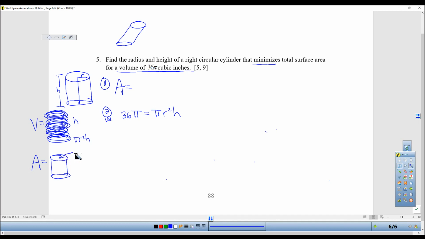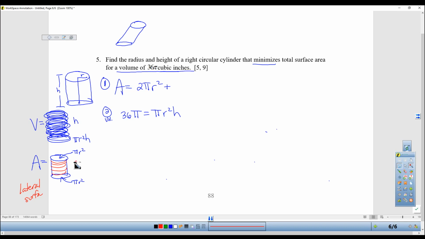You have a top, which is pi r squared, a bottom, which is pi r squared. So you have two pi r squareds. But then you have what we call the lateral surface area, which means this side all the way around. So it's a ring though. It's not a volume. It's not filling it up like a bunch of disks. It's just a ring around the outside.